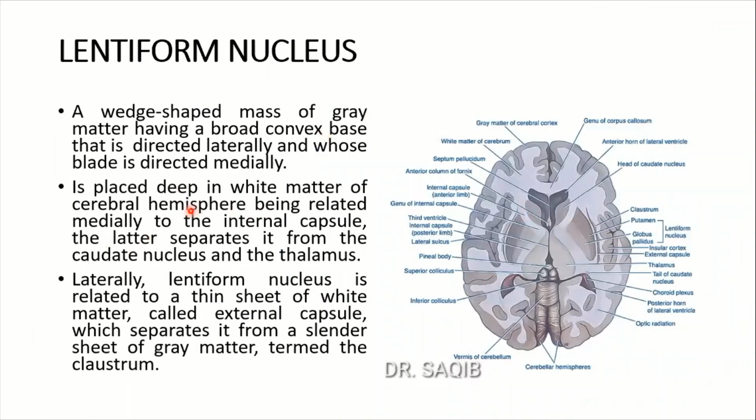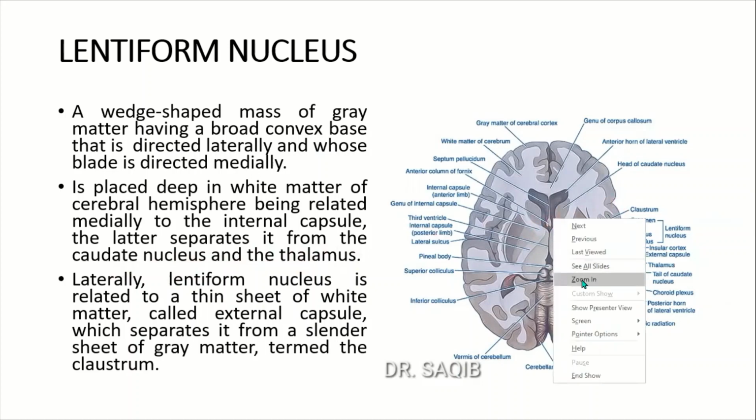It's placed deep in the white matter of the cerebral hemisphere, being related medially to the internal capsule. This is the internal capsule. Medially, this lentiform nucleus is related to the internal capsule. And it separates it from the caudate nucleus and the thalamus.